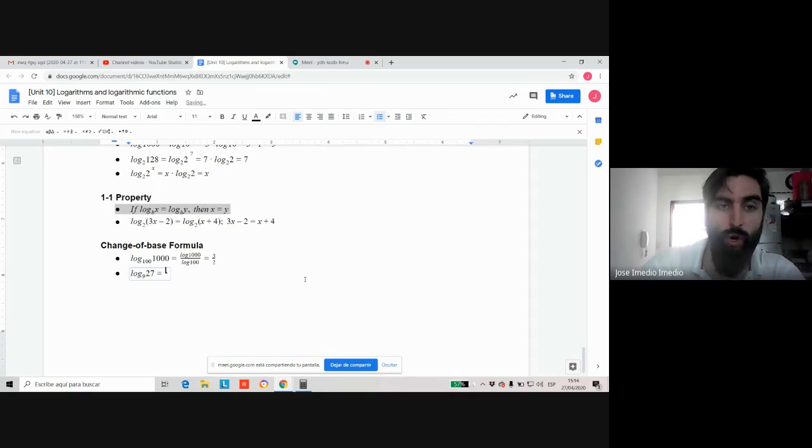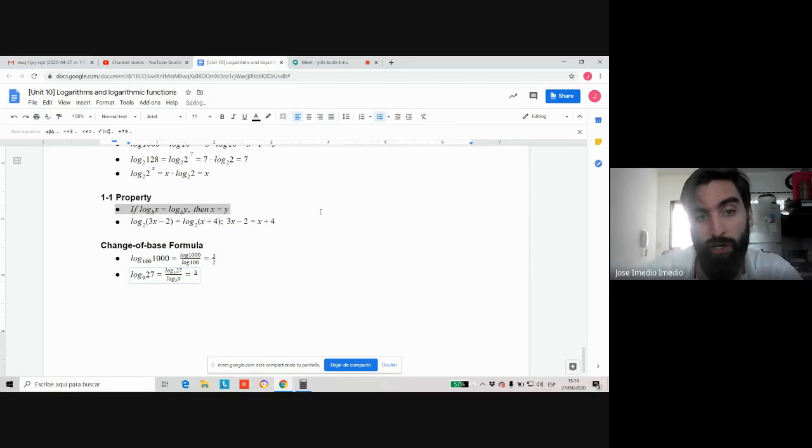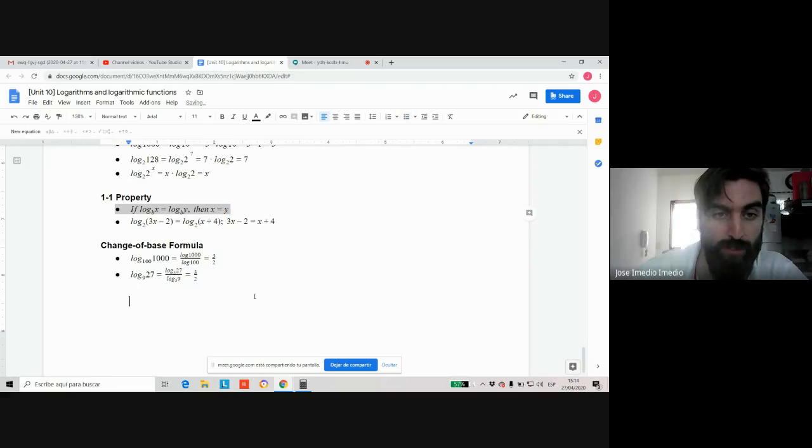Same thing. Let's write a quotient here. It's going to be logarithm base 3 of 27 divided by the logarithm base 3 of 9. So the logarithm base 3 of 27 is 3. The logarithm base 3 of 9 is 2. So same answer, 3 over 2. Okay, that's the change of base formula.